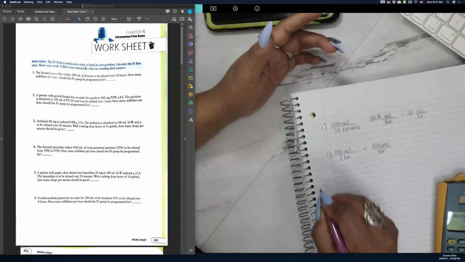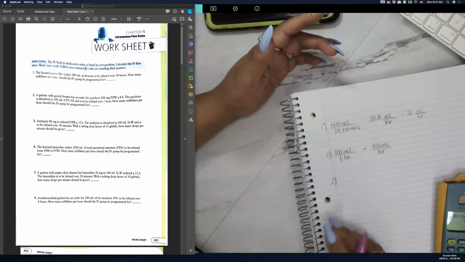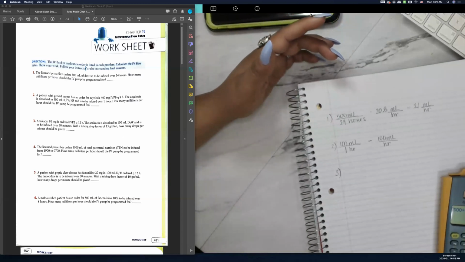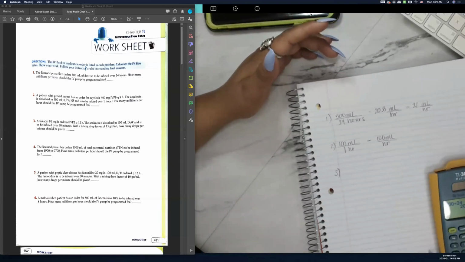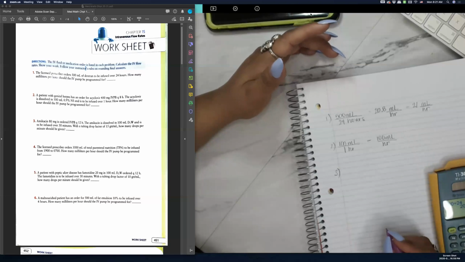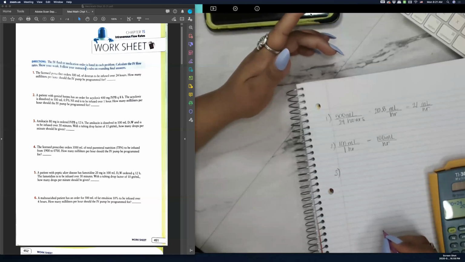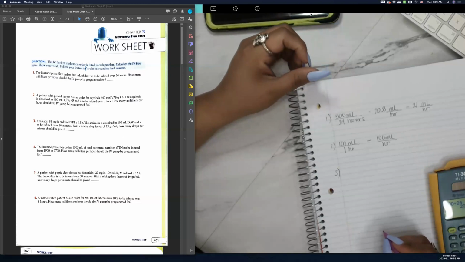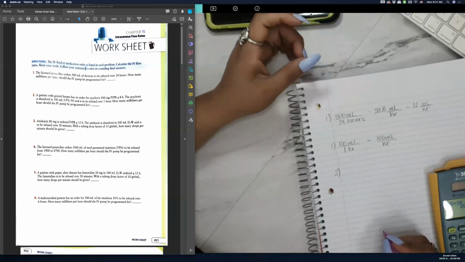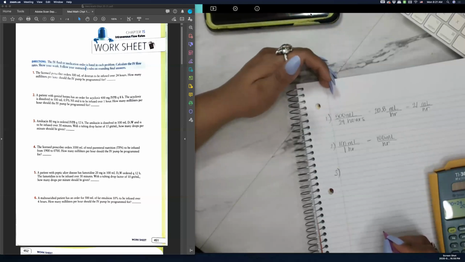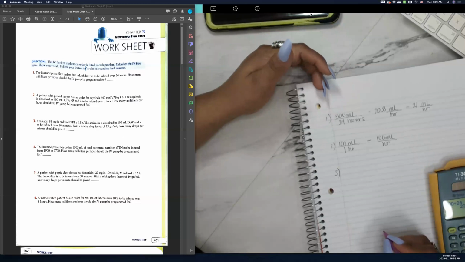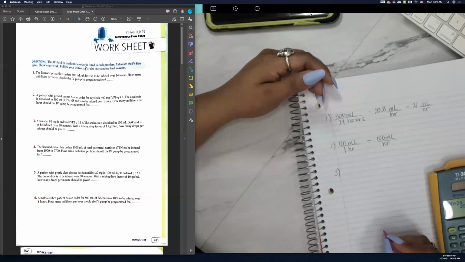Okay, number 3. Amikacin 80 milligrams is ordered IVPB Q12 hours. The amikacin is dissolved in 100 milliliters of D5W and is to be infused over 30 minutes with a tubing drop factor of 15 GTT per milliliter. That also reads 15 drops per milliliter. So how many drops per minute should be given?